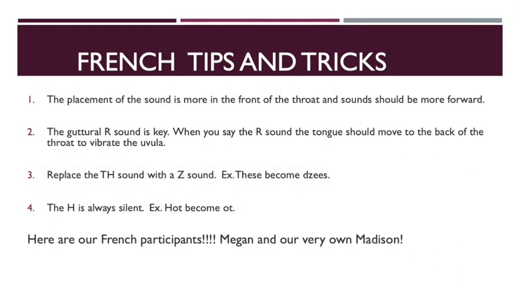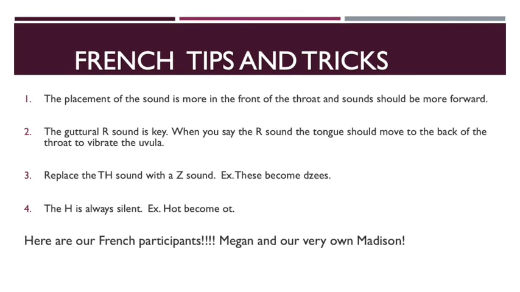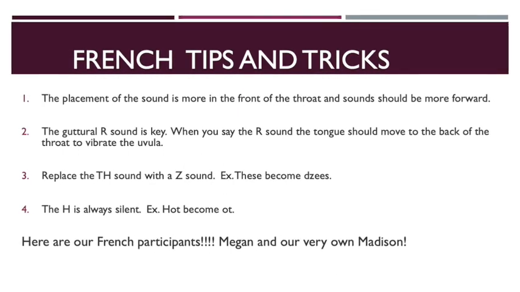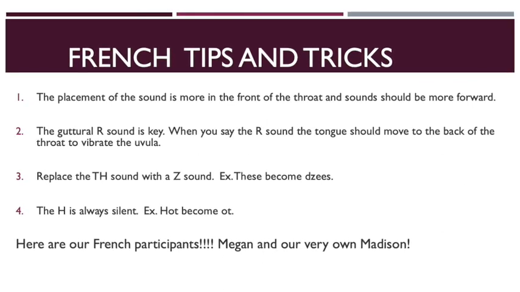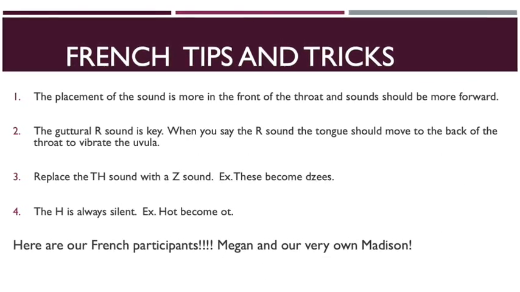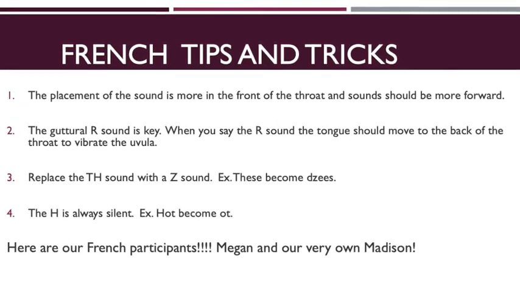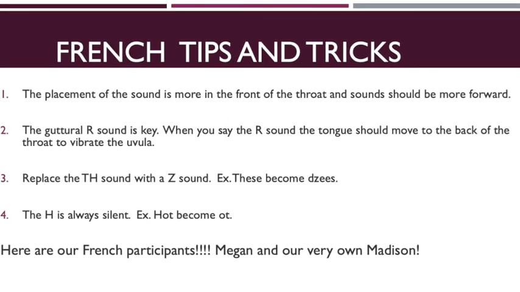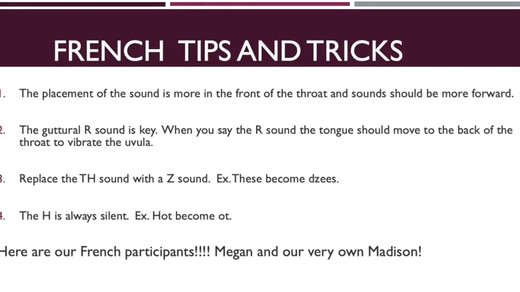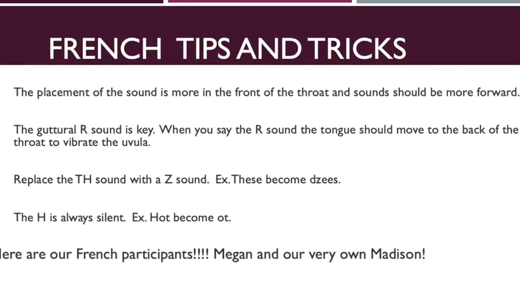French tips and tricks. The placement of the sound is more in the front of the mouth and the sound should be more forward. The guttural R sound is key. When you say the R sound, the tongue should move to the back of the throat to vibrate your uvula. Replace the TH sound with a Z sound. Example, these should become zese. The H is always silent. Example, hot should become 'ot.